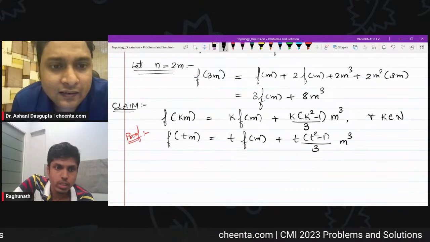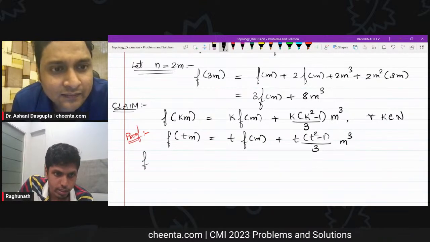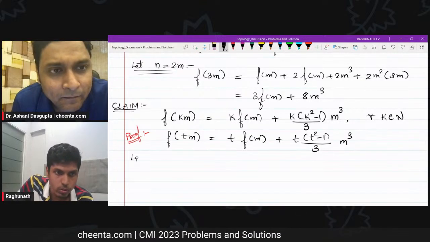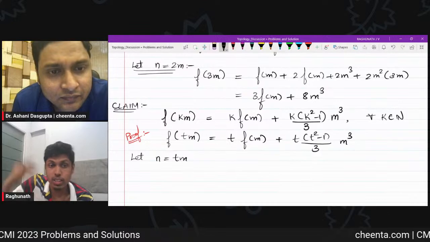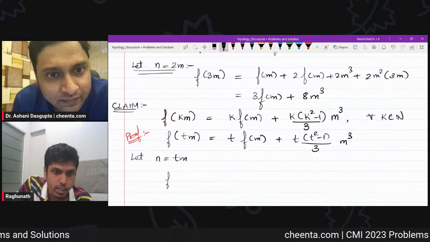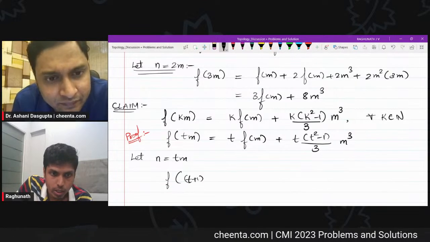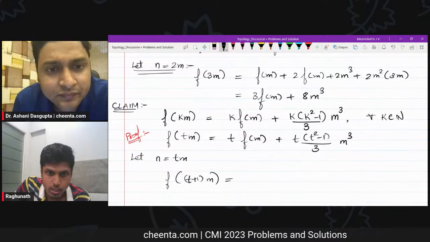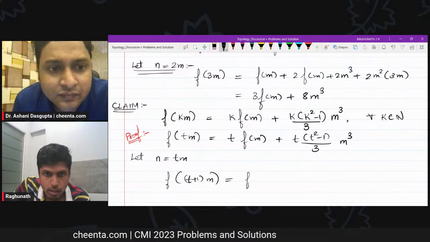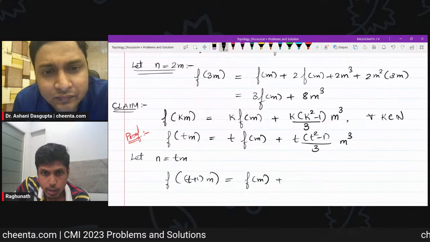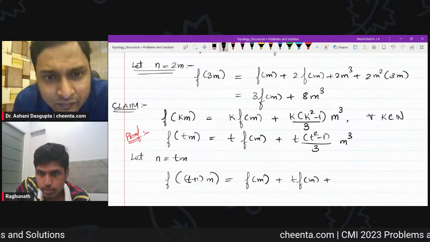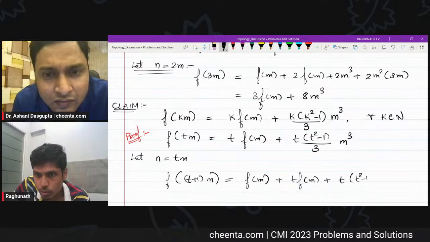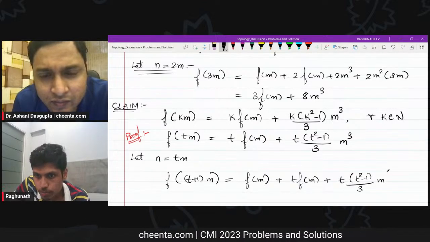Now let us use the definition. Put n equal to tm in the functional equation. So to get f of t plus 1 into m equals f of m plus f of tm, which is t into f of m plus t into t square minus 1 by 3 into m cube.